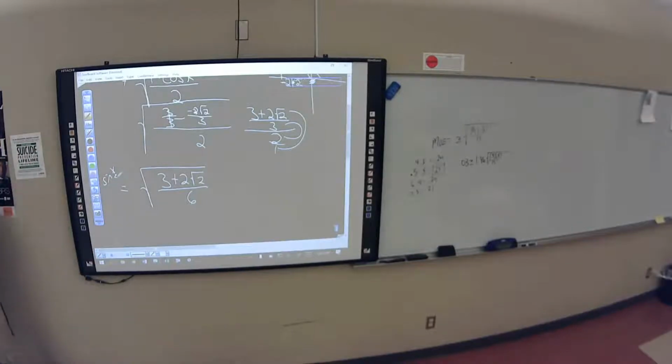Leave it like that. It's hard to get rid of a radical inside of a radical. You can, you just have to make it all to the 4th. Does that help you? Yeah. Once we draw it, it says, oh yeah, so it's a little click or something.